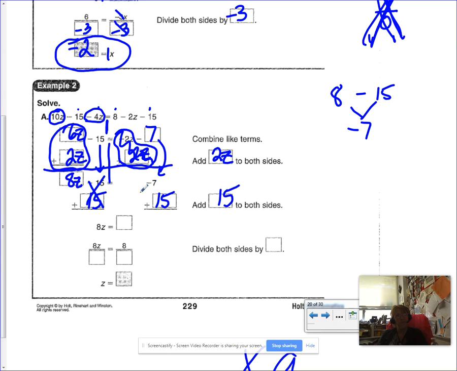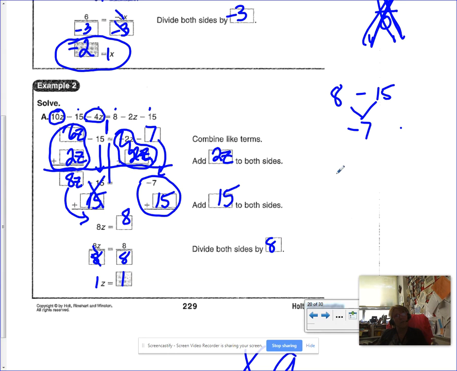Wipe out. This side now becomes +8. So 8z equals 8. Well, hot diggity dog. Just divide both sides by 8. 8 divided by 8 is 1z. 8 divided by 8 is 1. Ta-da! If you went back and checked that, see if it works.